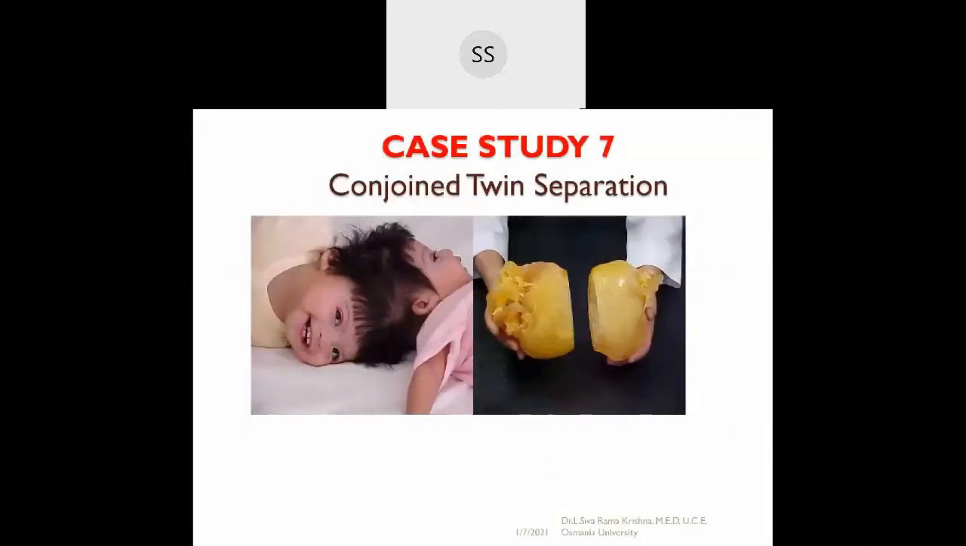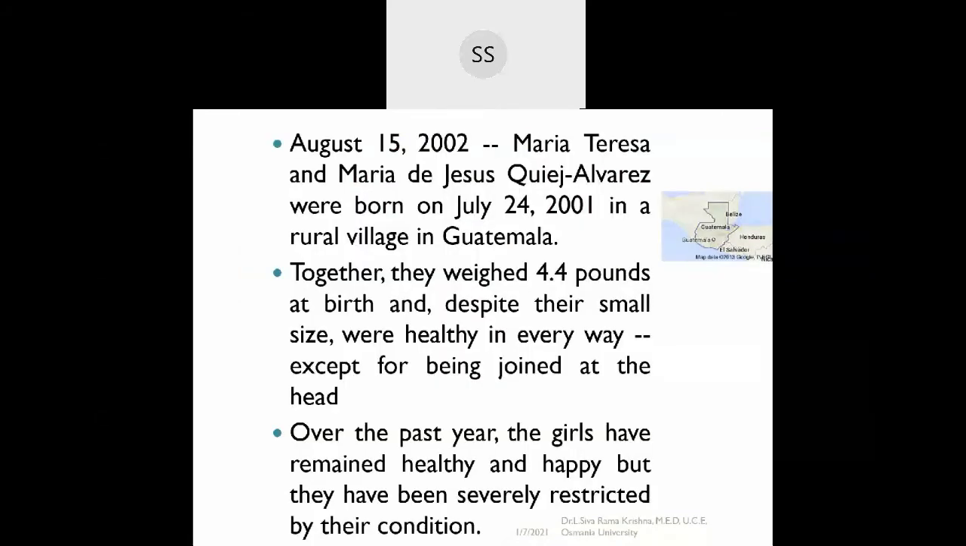Let us see how additive manufacturing can be used for solving this conjoined twin separation case. Let us see how you can use it. It's a very interesting operation performed in 2002. The patients are Maria Teresa and Maria de Jesus, who were born in 2001 in Guatemala.